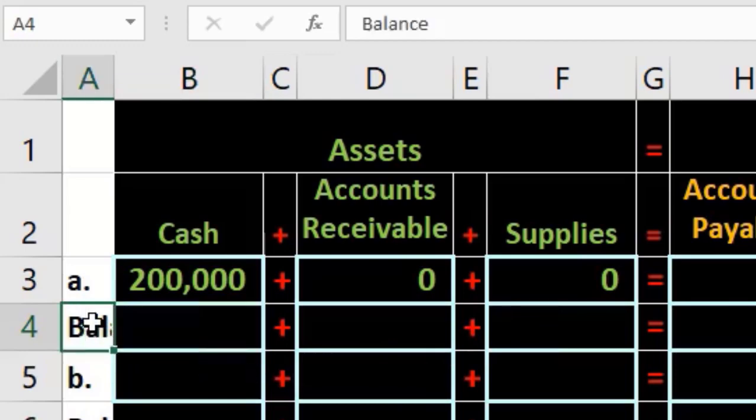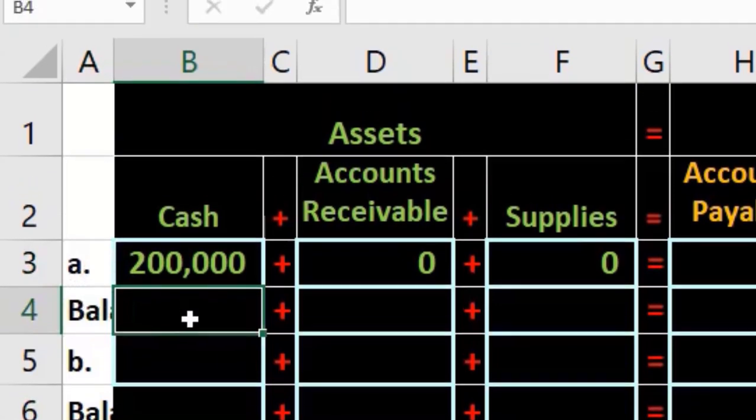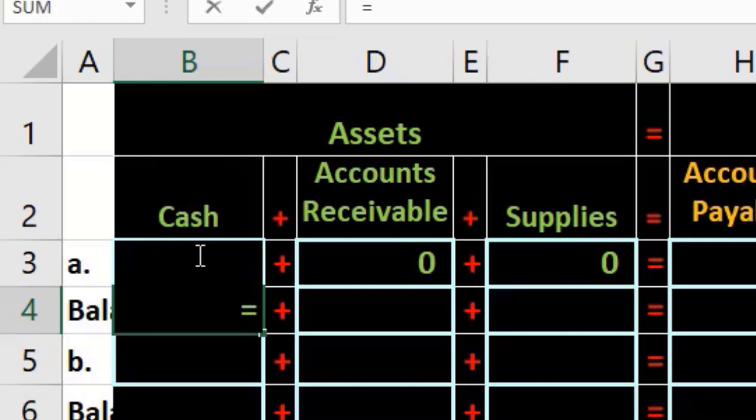Next time we're going to take this as the beginning balance, plus B, which will give us the ending balance. Here is our first transaction, and then I'm just going to take that same number and put it down here. Now we could do that by just typing in 200,000 again, but I want to start using these basic formulas. In B4, I'm going to say equals, and then point to that cell above it. I'll hit the up arrow.